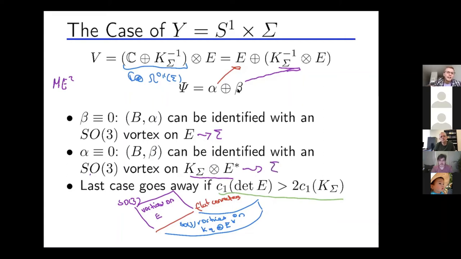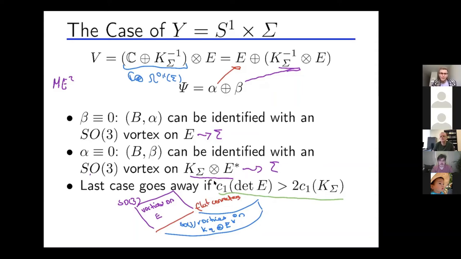So essentially what's going on is that if you haven't perturbed the equations, the moduli space of SO3 monopoles on S1 cross sigma can be identified with two moduli spaces. One is a moduli space of SO3 vortices on E over the Riemann surface, and the other is a moduli space of SO3 vortices on K sigma tensor E dual. They intersect at the moduli space of flat connections, or projectively flat connections. And here's the cool thing.